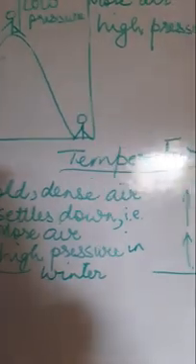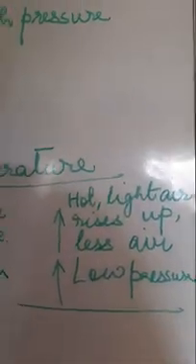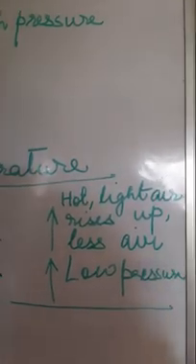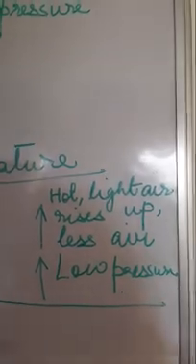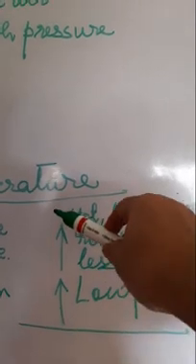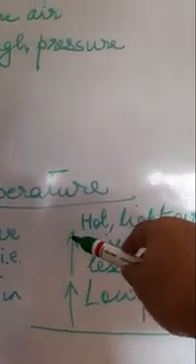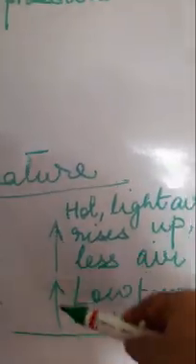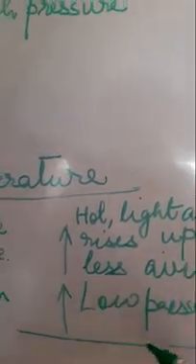And in case of summer season, what happens? The air becomes more hot. From the early morning, it is heated up more. So, the hot air is lighter, and so light air will always move up. When it moves up, there will be less air. So, less air means low pressure.